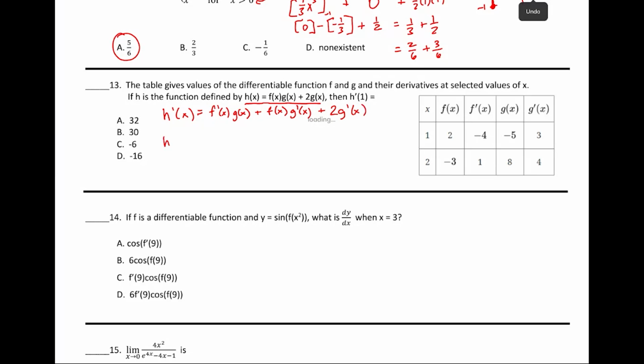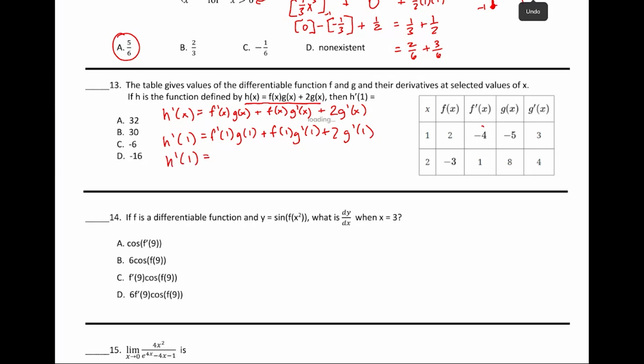Okay, so if we want h prime of 1, we are going to substitute in 1 for all of these. And so we have f prime of 1 times g of 1 plus f of 1 times g prime of 1 plus 2 times g prime of 1. And so we're going to evaluate each one of these separately using the table.